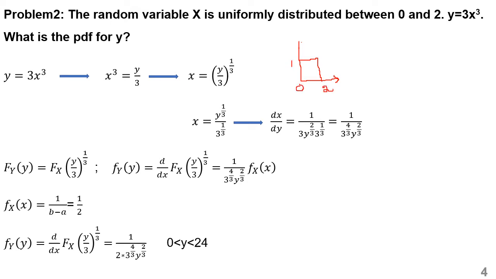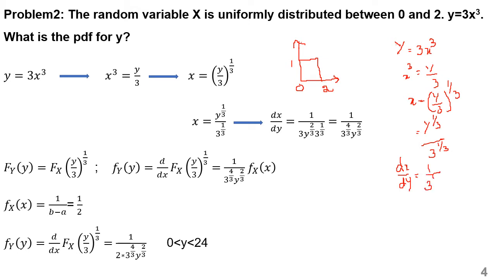Now another piece of data we have is the relationship between y and x. It is defined as y equal to 3x cubed. Therefore x cubed is equal to y by 3, so x equals (y/3) to the power 1/3. This can be further written as y^(1/3) divided by 3^(1/3). When I differentiate this x with respect to y, I have 1/3 y to the power 1/3 minus 1.